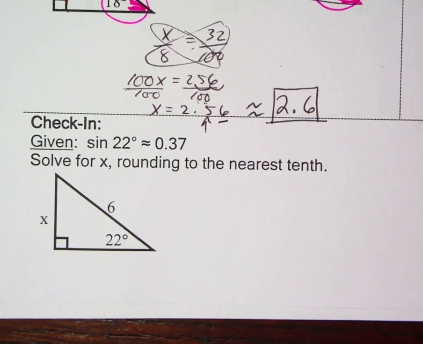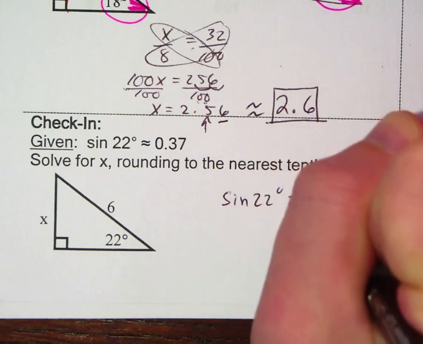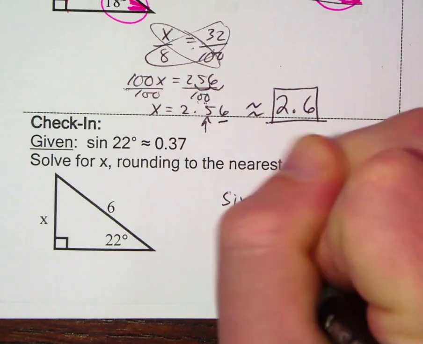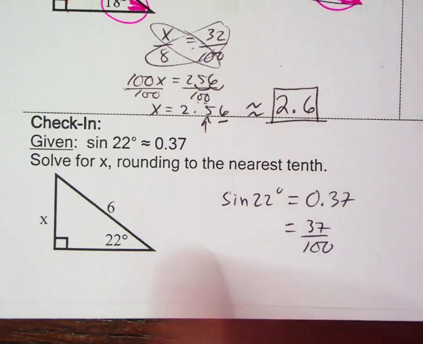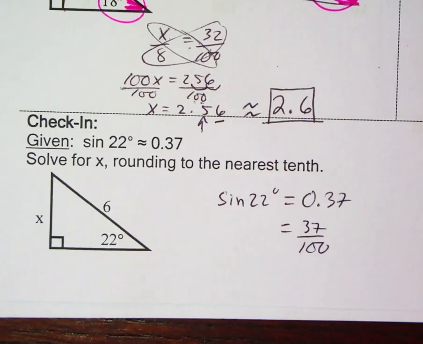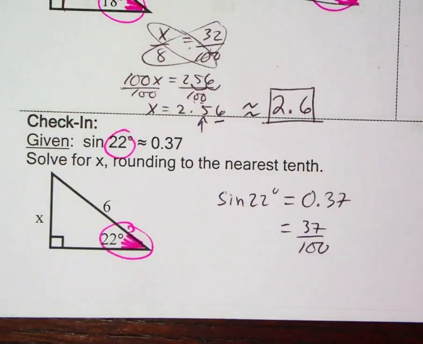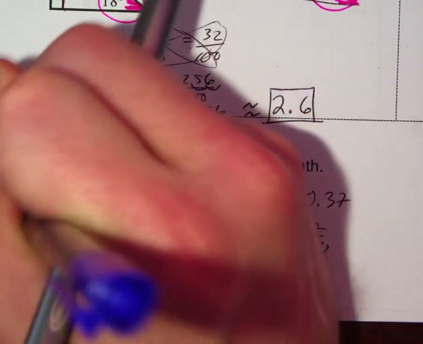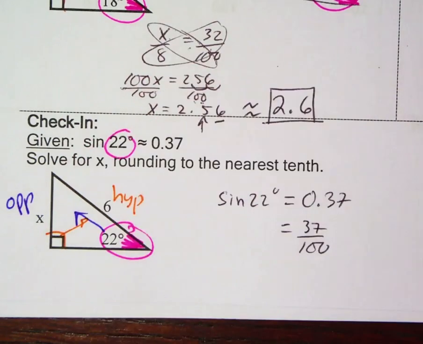Okay, here I go. I'm going to go ahead and write out sine of 22 degrees is equal to 37 hundredths. This now I'm going to rewrite as a fraction though, 37 hundredths. Sine of 22 degrees, let's see, 22 is my reference angle. My opposite is here. My hypotenuse is here. And I'm using sine because they gave me sine. Sine of every 22 degree angle is 37 hundredths.